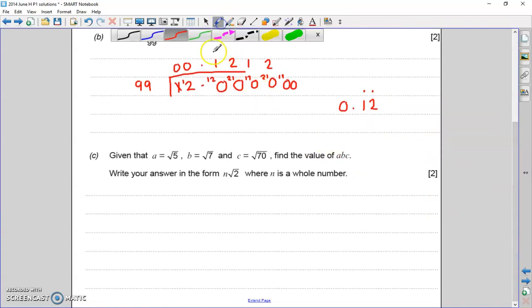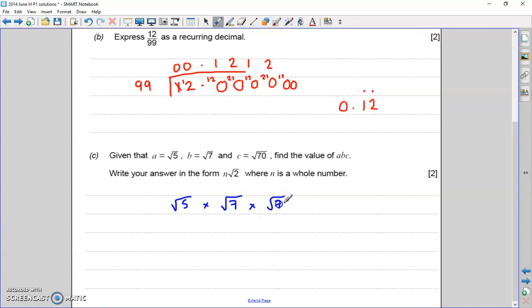And then the third question, it's asking us to work out root 5 times root 7 times root 70, and it's telling us that in our answer there must be a root 2. So do they want you to do 5 times 7 times 70 and then find a square number? No, they don't. What they want you to realise is that 5 times 7 is 35, and 70 can be made up with 35s as well. 35 times 2, which is where the 2 comes from.